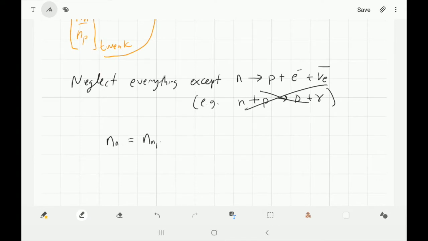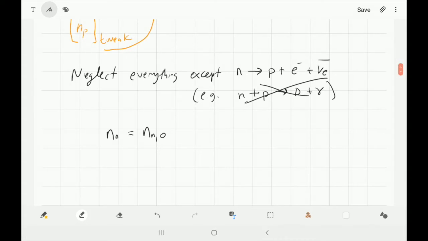And so what I'll do is indicate the number density of neutrons initial, and that initial point will be the time that the weak interaction freezes out. This is divided by the scale factor cubed because the universe is expanding. But this gets multiplied by an exponential decay factor, e to the minus t over tau n.